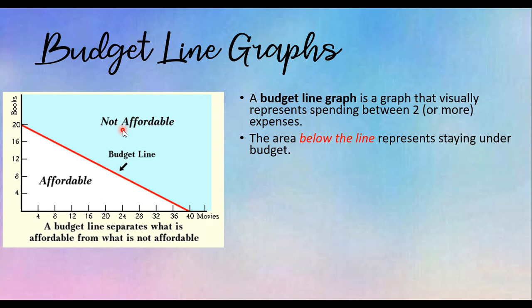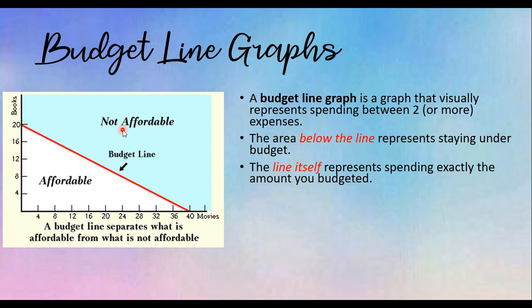The area, again, below the line represents staying under budget. The line itself means you're spending exactly what you said you would. You're expending exactly whatever your budget is. You're not going over, you're not going under. You spent exactly what you said your budget was. And the area above the line represents going over budget. Sometimes it's a little over budget, sometimes it's way over budget. So if your dot was right here where my laser pointer is, you're just a little bit over budget. If your dot was way over here, girl, you way over budget. Even right here, that's still pretty far over budget.